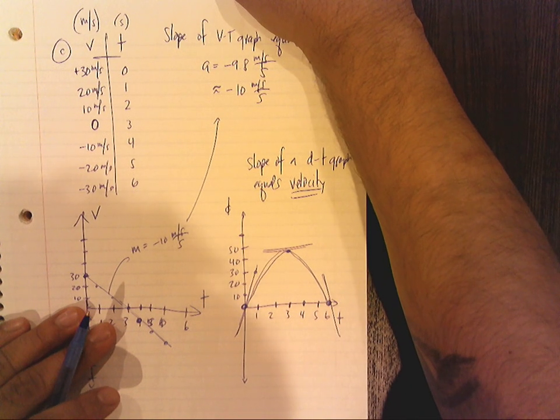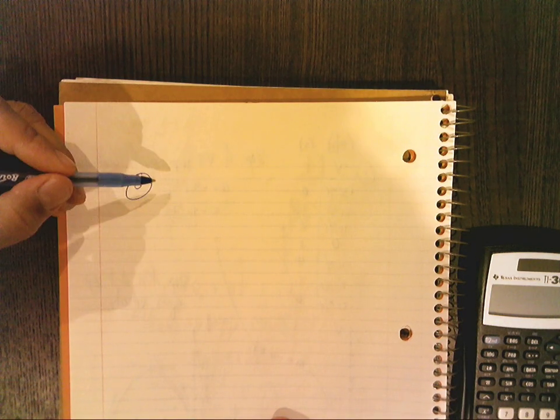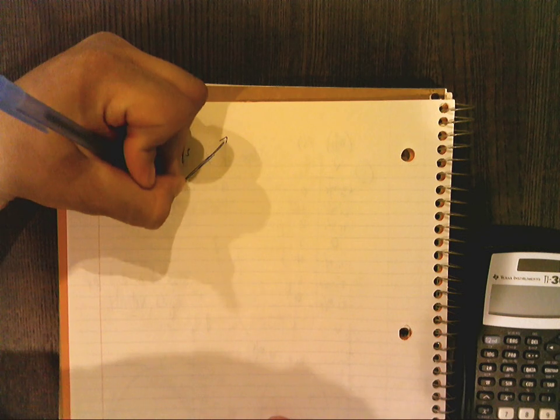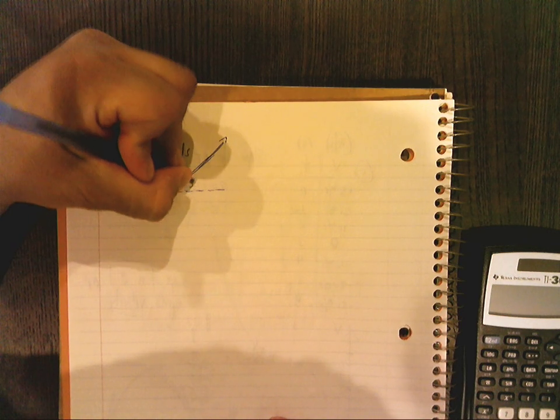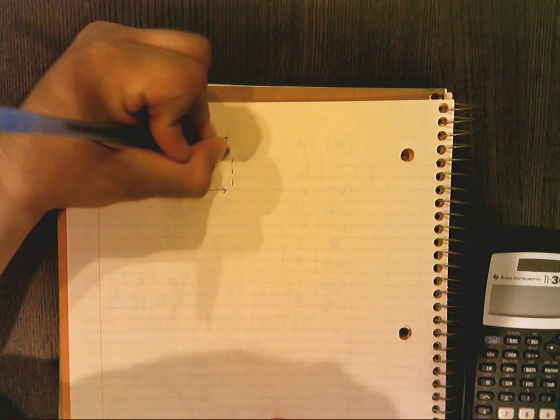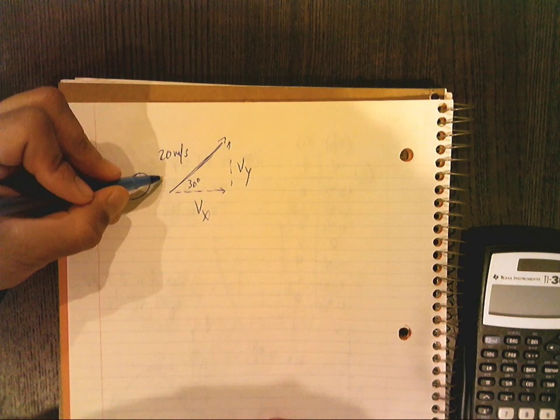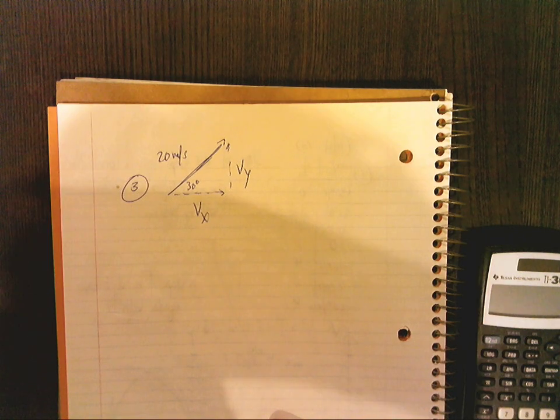Let's go over number 3. Number 3 now is really giving you an angle. So my original velocity is 20 meters per second. This is going to be 30 degrees. And of course, I have my velocity x component and velocity y component that gave me the resultant. We know what we have to do here. We do have to find Vx and Vy.